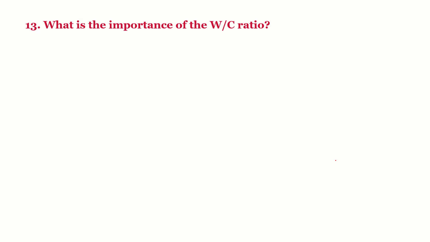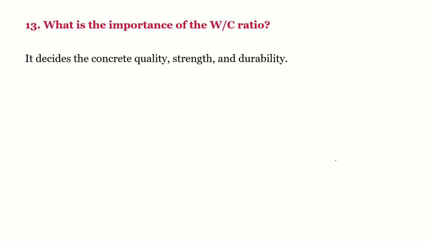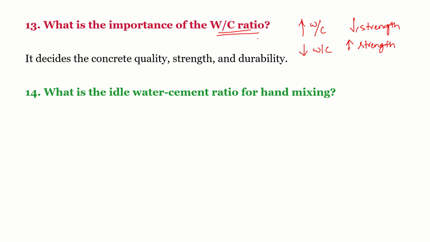Just now we have seen the definition of water cement ratio, which is mass of water to mass of cement. Its importance is that it decides the concrete quality, strength, and durability. One has to remember that the more the water cement ratio, the less the strength. If you go on adding water, your strength can come down. The less the water cement ratio, the more the strength. And once the strength is more, the quality will be more, and the durability also will be more. So always try to adopt lower water cement ratios. Lower water cement ratios with superplasticizers can give good workability as well as good strength.